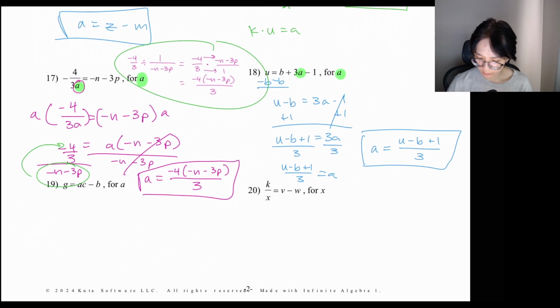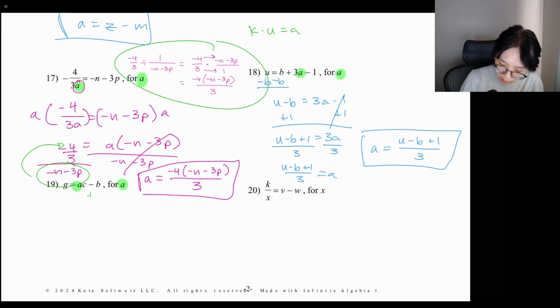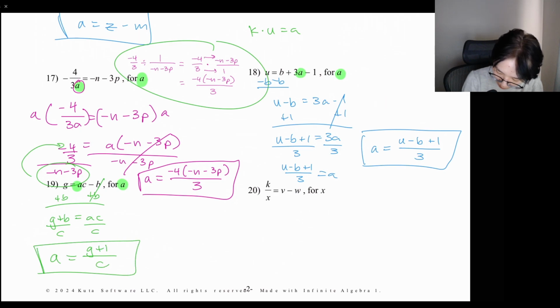All right, last two, almost there. G equals AC plus B, solve for A. A is right there. What's happening to it? A times C plus B. Addition, subtraction first. So we're going to make this green. Subtract B from both sides. G minus B equals AC. Divide both sides by C to get A alone. Math convention, A equals G minus B divided by C. I'll write that better. That's a B.